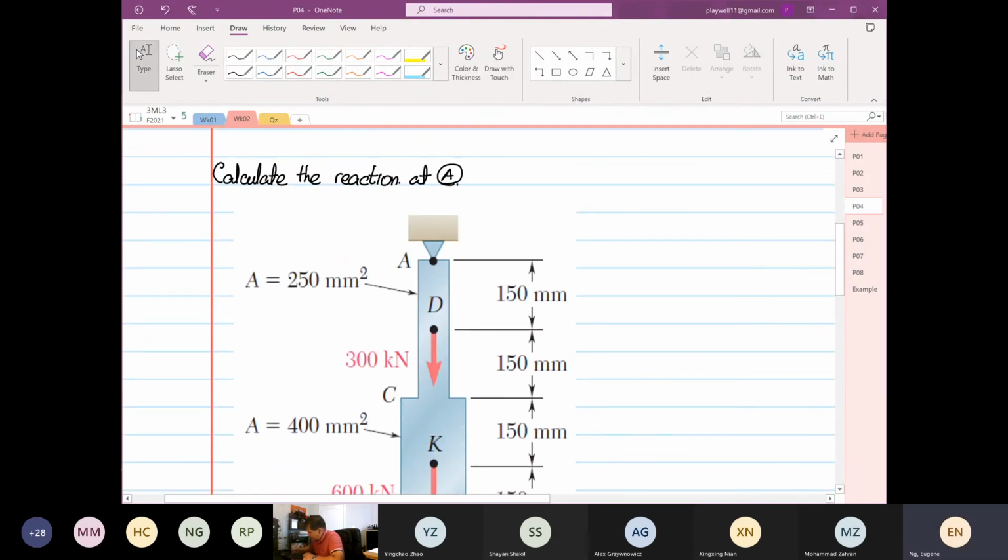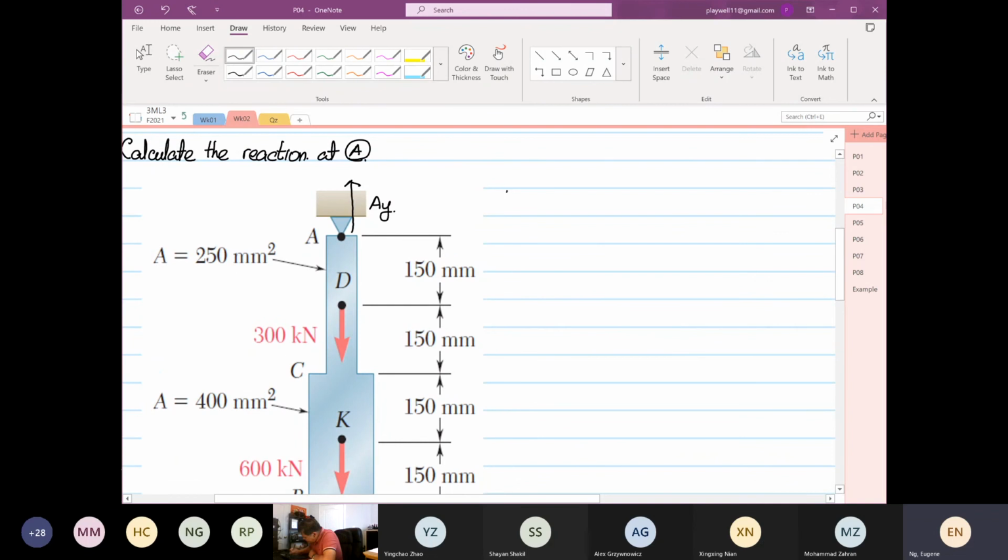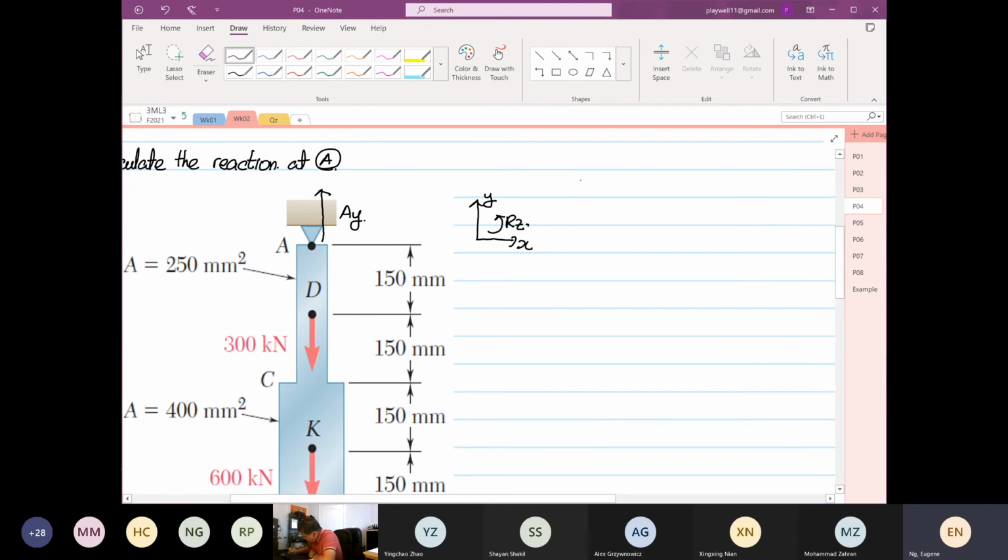Then at point A, I make an assumption. We assume AY is in this direction. Why? Because remember, it has to be pushing outwards. If it's pushing inwards, towards A, it's not going to stay down, it's going to move. So for now, we make the assumption that AY is pushing upwards. Based on static analysis, to find the reaction at point A, we apply static analysis.